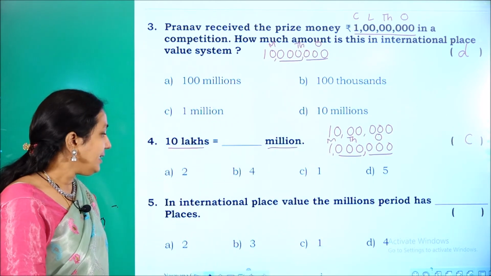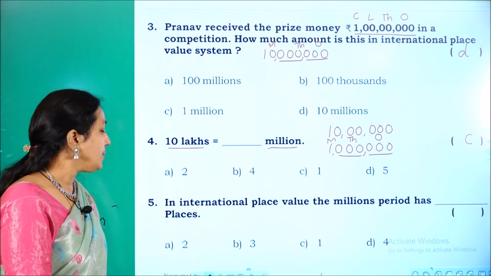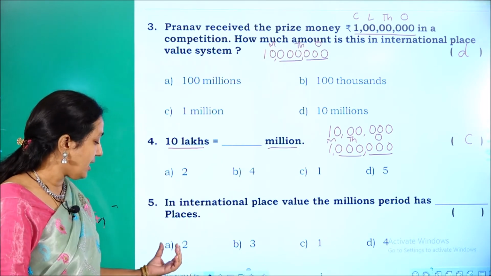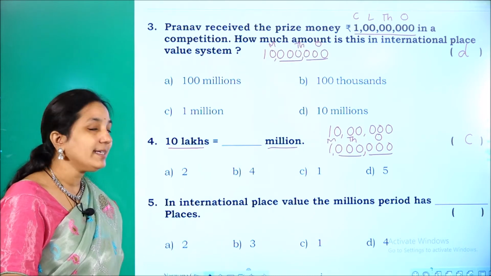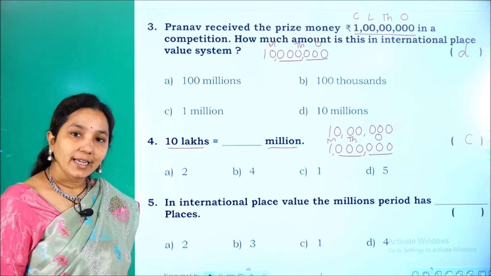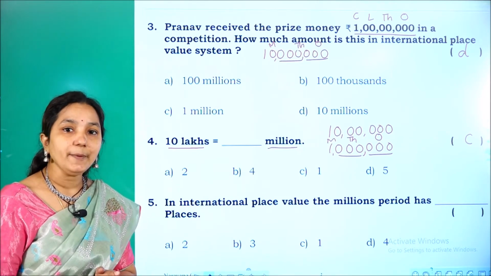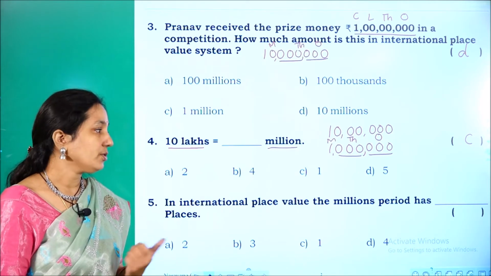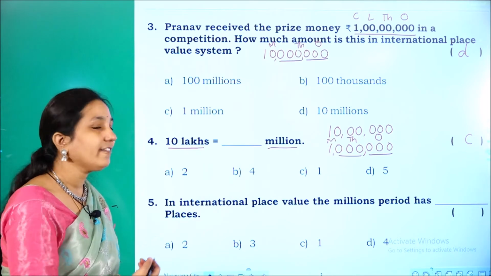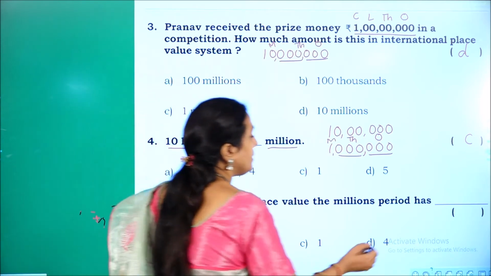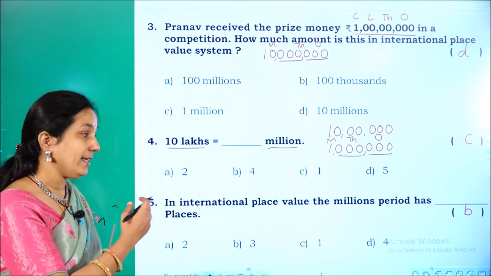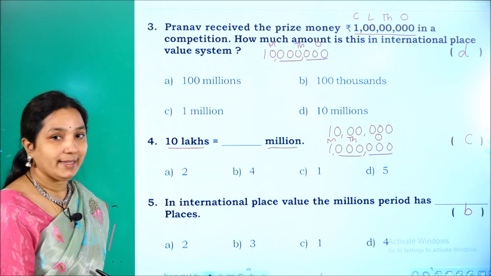Next one. In international place value, the millions period has dash places. Option A is 2, option B is 3, option C is 1, option D is 4. So here in international place value, every period consists 3 places. So even millions period also we have 3 places. What is the required option here? Option B. Coming to next one.